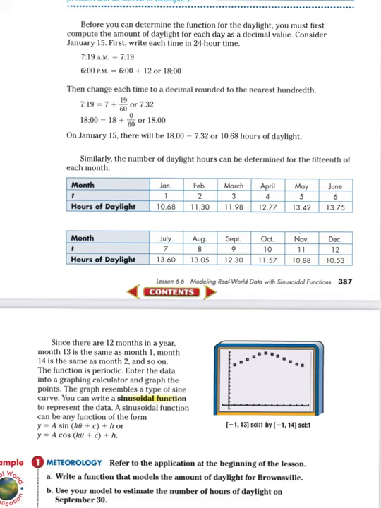So this table is showing us the number of hours of daylight by month. They measured it on the 15th of each month, okay? So it's pretty even all the way through. And as you can see, the number of hours of daylight goes up and down, like we know.